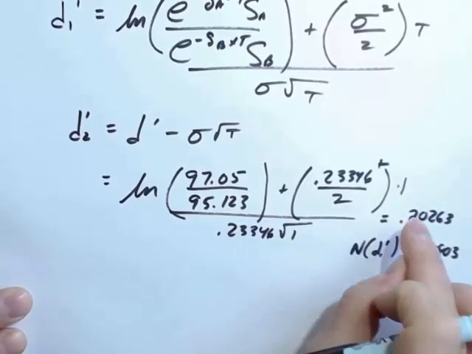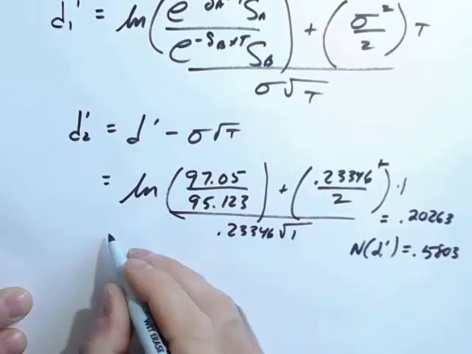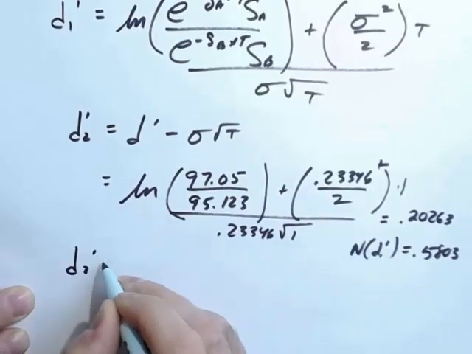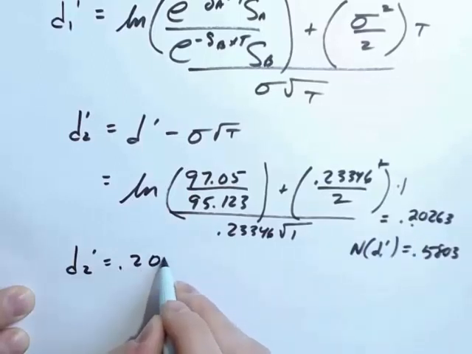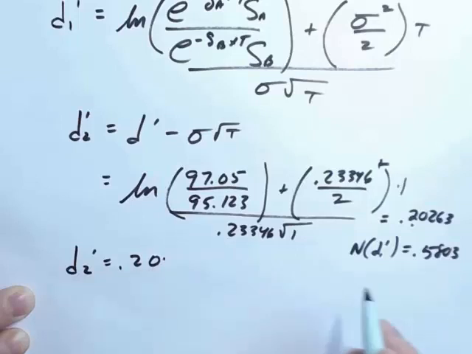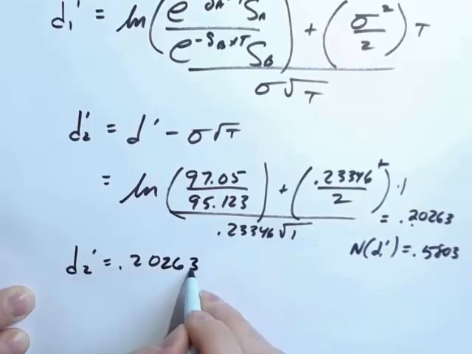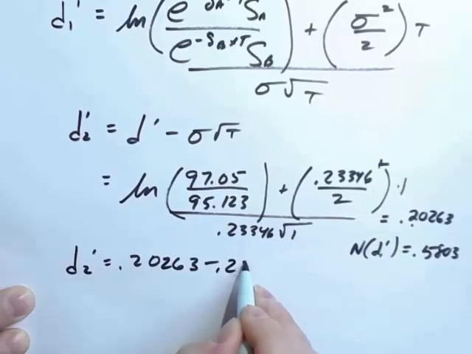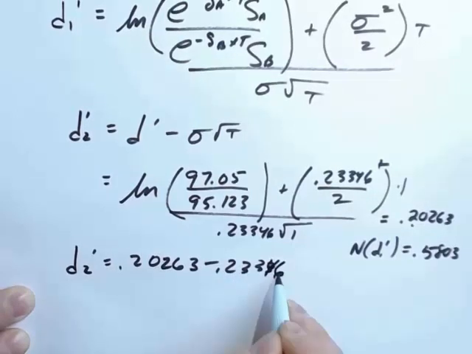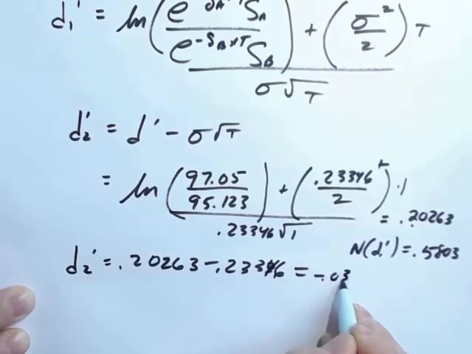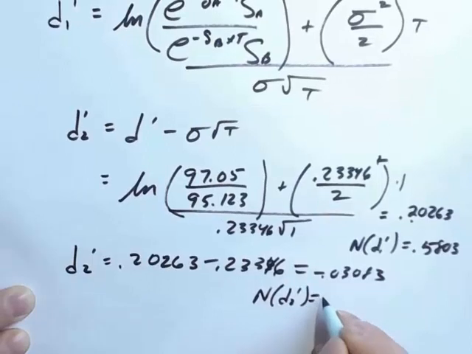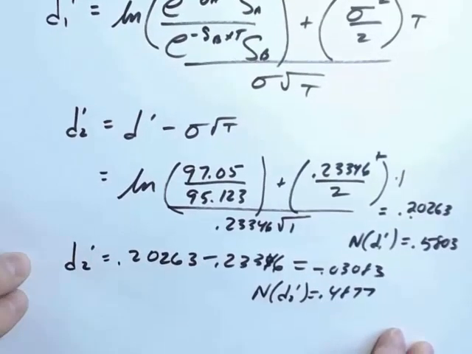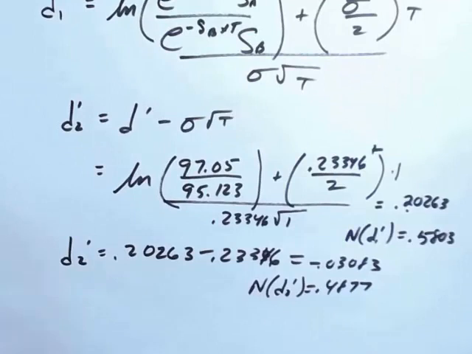0.58 shares on stock A. d2 prime is equal to this guy, 0.20263 minus 0.23346, and equals minus 0.03083, and N(d2 prime) now equals 0.4877. Okay, so now we have nearly everything we need to solve this option.